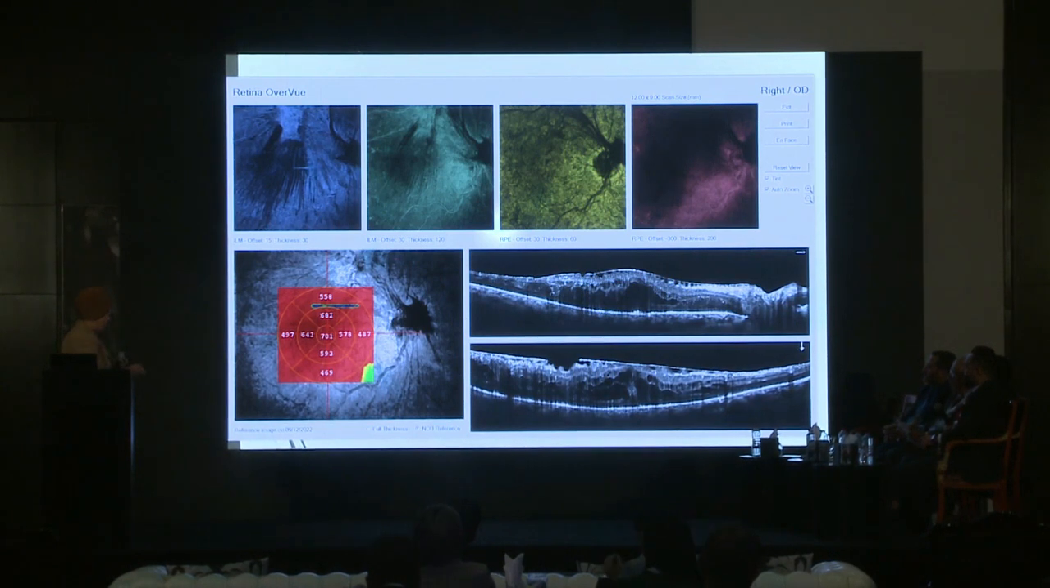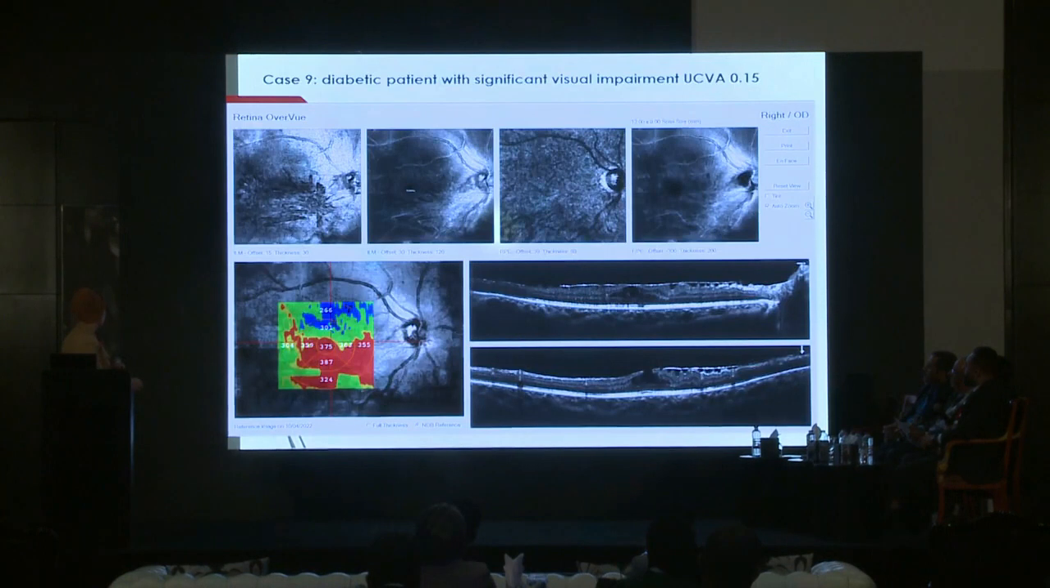The last case. No, this is the ninth one. A diabetic patient with significant visual impairment and corrected visual acuity of 0.15, and this is the en face OCT for the patient. Dr. Yasser, would you explain to us the cause of the permanent drop of vision and how you proceed in treatment, whether you inject or not?